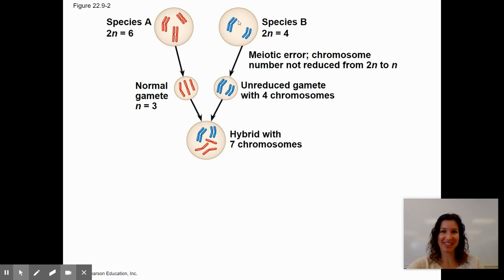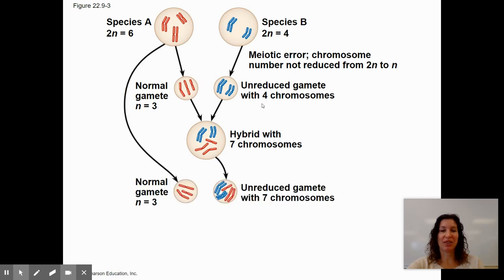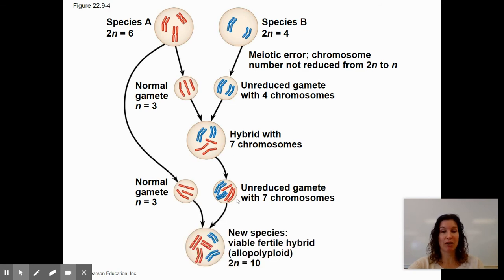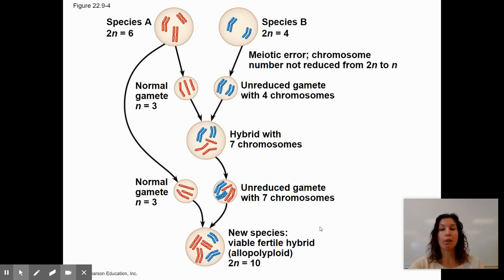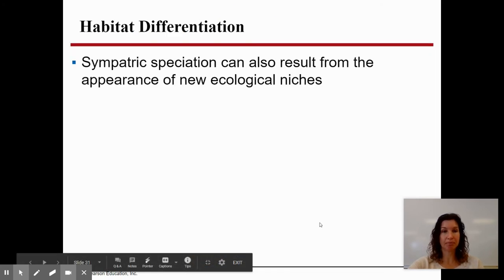Here's our regular species, right? Here we have a mitotic error. So where we have unreduced gametes, we combine these, and then we have a normal gamete, and we have a gamete that has way too many chromosomes. This then might produce a new species. So all of this is due to chromosome error, but because there's more chromosomes, that creates a new species.